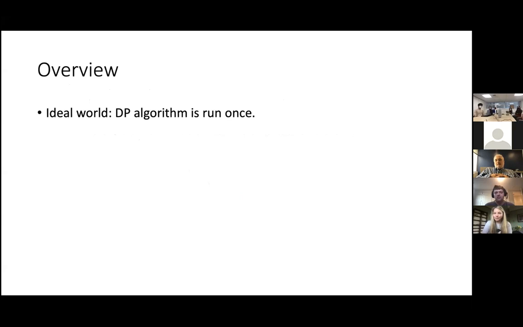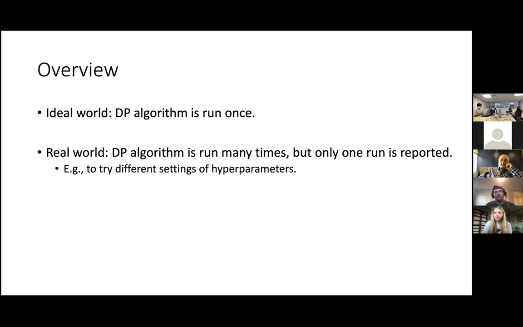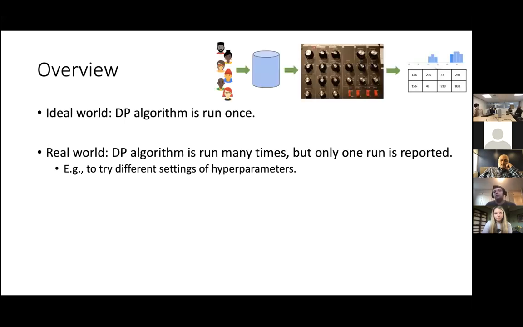No, sorry. Okay. So in the ideal world, you run your algorithm once and you publish the output. But unfortunately, what happens in practice is you're going to run the algorithm multiple times and you're only going to release one of those runs. A very natural reason you do that is to try different settings of the parameters in your algorithm. Just as an illustration, you have your private data, you put it into your box, but the box has a lot of knobs and you're going to want to adjust those to get the best possible results.